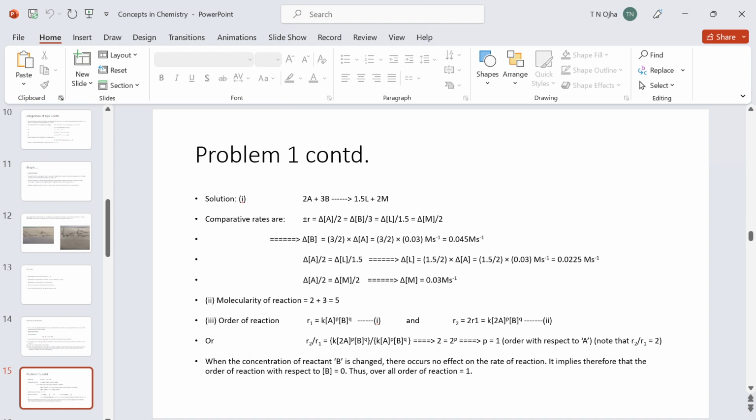Likewise, we can use data for R3 and R2 and calculate order with respect to B is 0. It means overall order of the reaction is 1. It means the rate determining step of the reaction involved only A, not B.